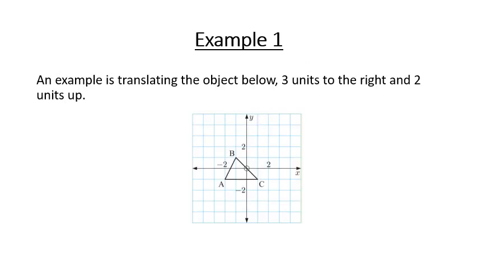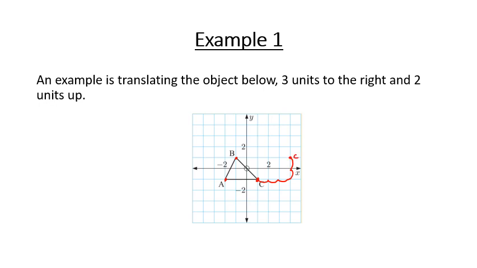Let's look at an example here. It says, an example is translating the object below 3 units to the right and 2 units up. So if we're going to take every single vertex, so we've got A, B, and C, and we're going to move all of them 3 units to the right and 2 units up. We move 1, 2, 3 to the right and 2 up. So that becomes our new C.